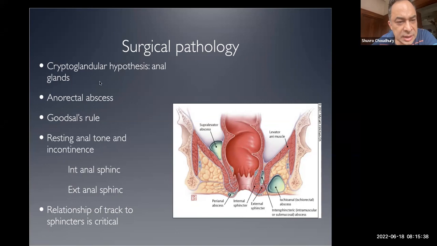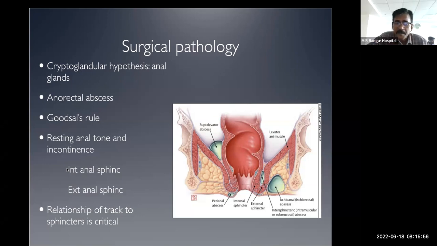So I'm not going to talk about these concepts: Goodsall's rule, resting anal tone and incontinence. The internal sphincter contributes to the resting anal tone. The external anal sphincter contributes to the active, voluntary anal tone or contraction.